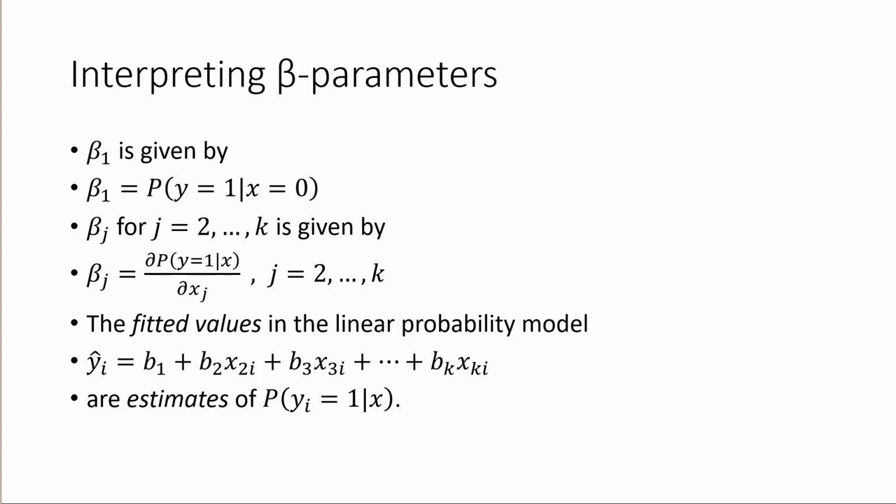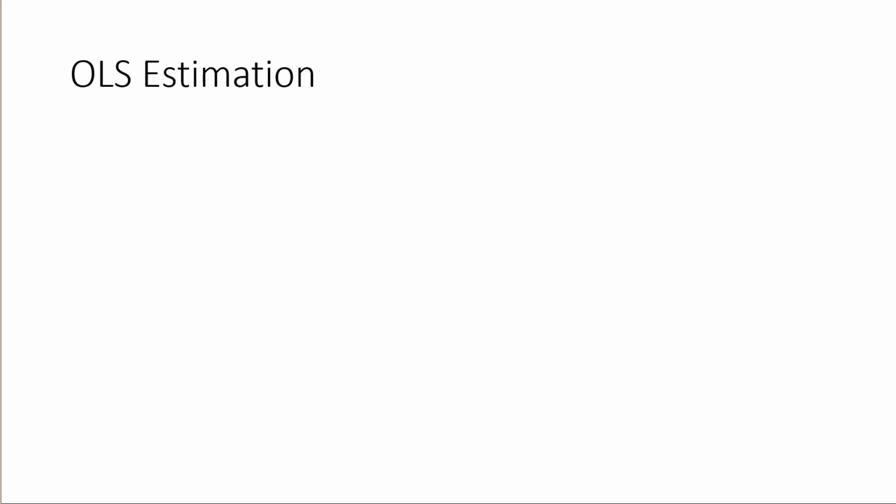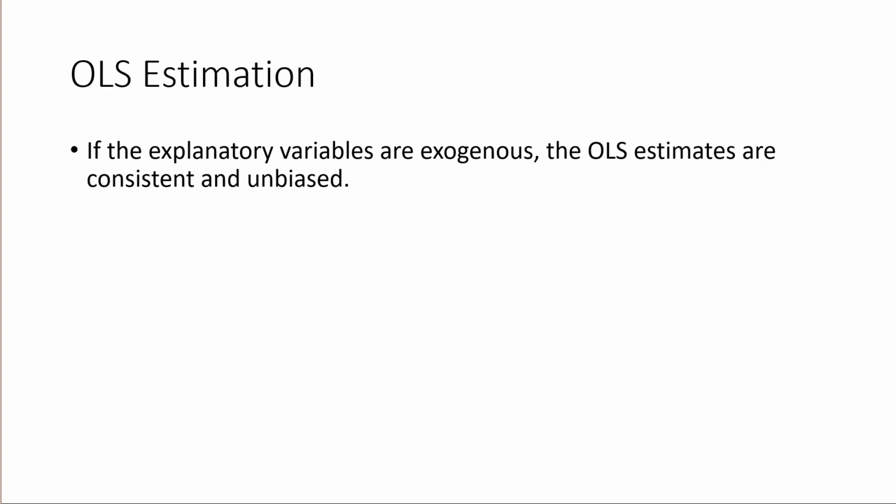So on to the next question then, and that is, how do we estimate these beta parameters? Well, the fact is that if the explanatory variables are exogenous, as we have assumed, then you can actually do OLS and get consistent and unbiased estimates of the parameters. Remember, the only thing we need for consistent and unbiased estimates is the exogeneity assumption. There is no requirement that the y variable should not be a dummy variable, for example.